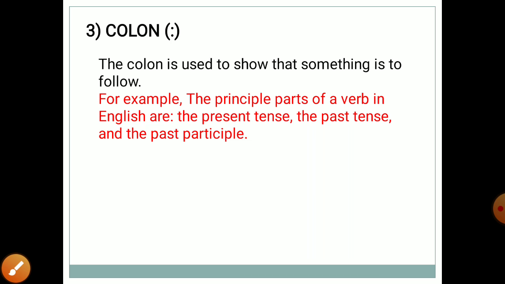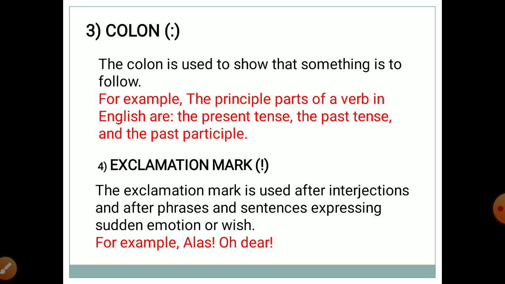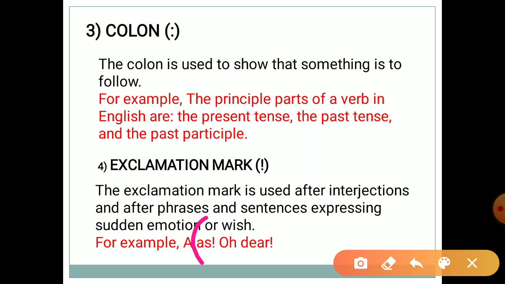Next is the exclamation mark. The exclamation mark is used after interjections and after phrases and sentences expressing sudden emotion or wish. For example, alas, oh dear. So here we have found our next punctuation mark.